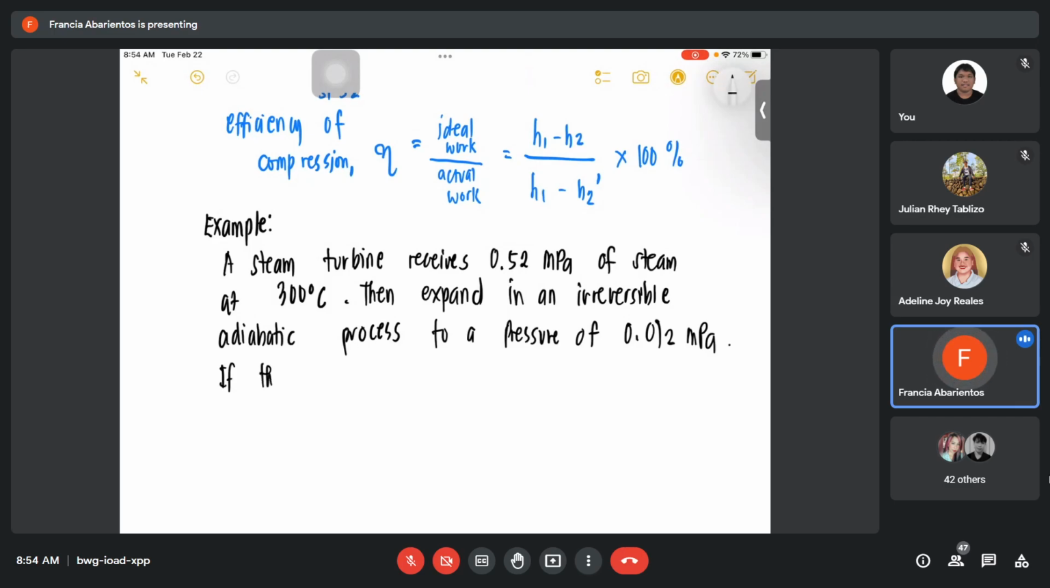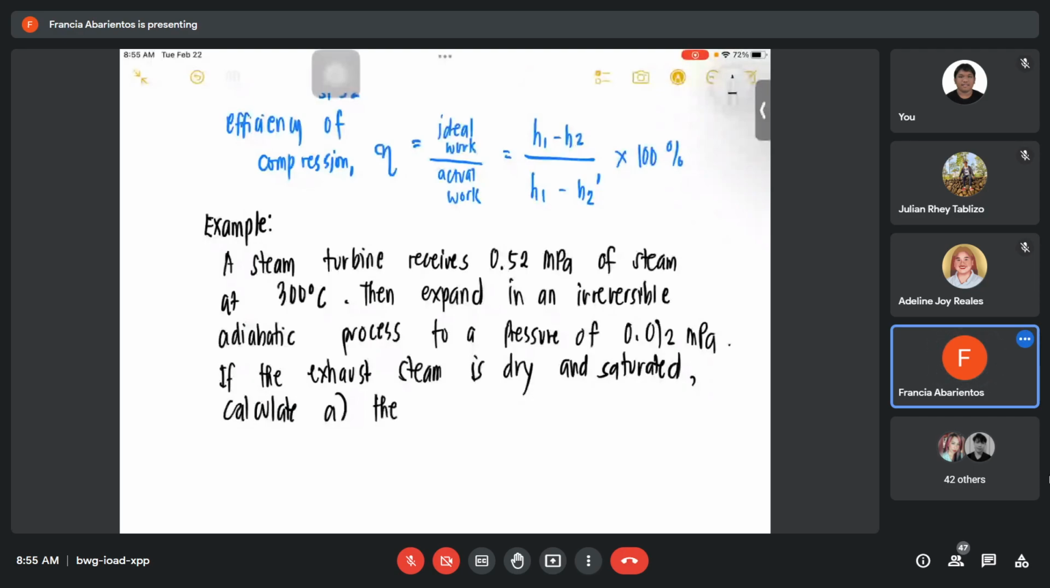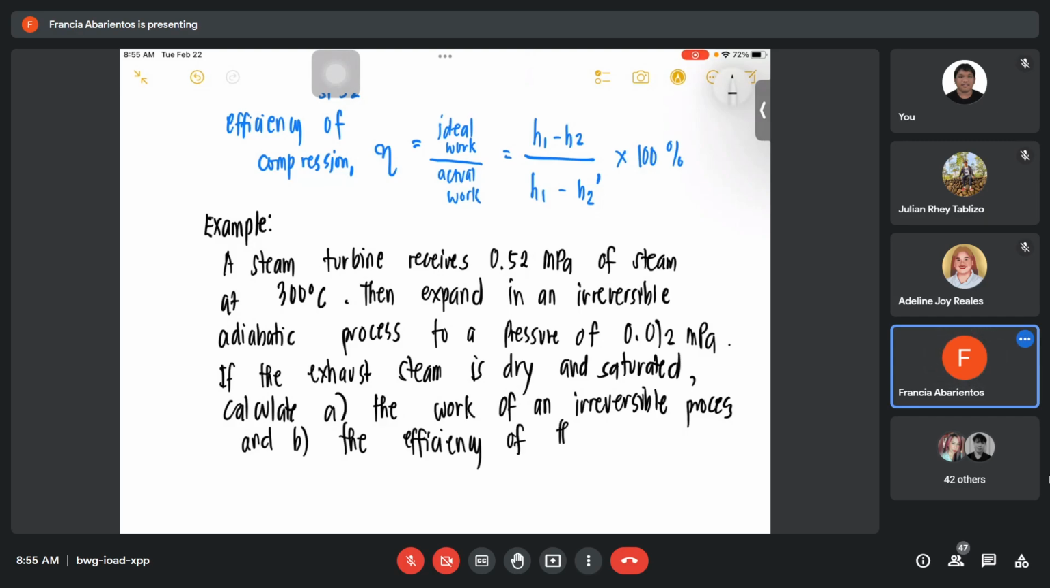Yeah. If the exhaust steam is dry and saturated, we need to calculate letter A. Ano yung kakalculate natin? The work of an irreversible process and the efficiency. Yeah. We have here the efficiency of the process. Okay. So, the solution.